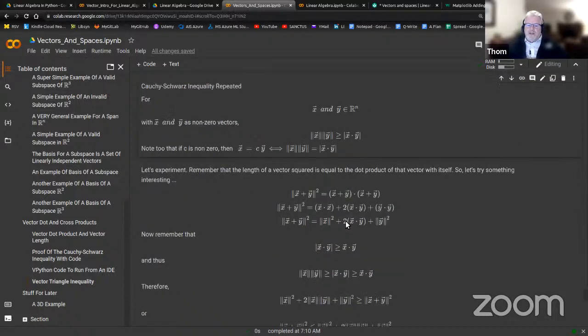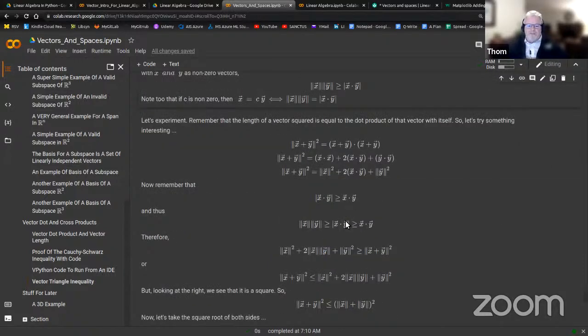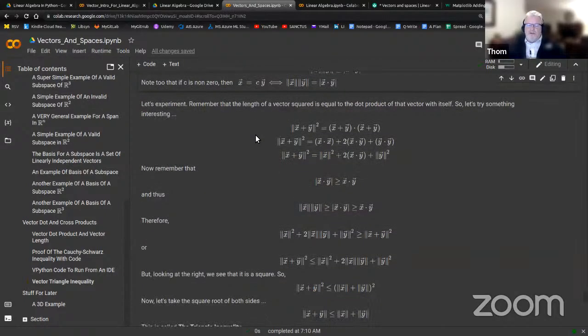Okay, so then after those reminders, Saul goes into an experiment. And of course, he knew how it was going to come out. But let's start with this. We've got the vector x plus the vector y, and then we take the magnitude of that addition. That's all that means. And then we square it.